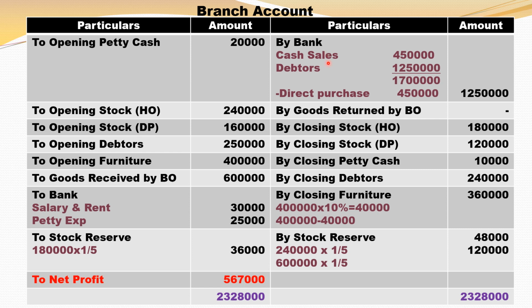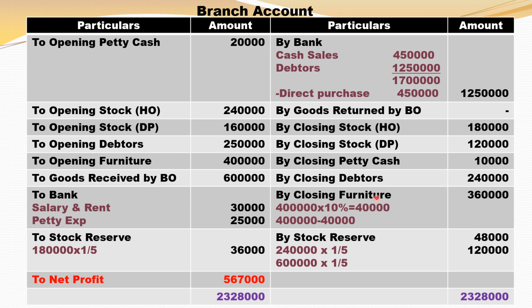Cash sales 4,50,000, debtors 12,50,000, so you get 17 lakh. Less direct purchases, because whenever you purchase you need to pay this amount. So keep this amount, the remaining you pay to head office. So you need to pay 12,50,000 to head office. No goods are returned by the branch. Then we have closing stock out of goods sent by head office. Then we have closing stock out of direct purchases. Then closing petty cash. Then closing debtor.